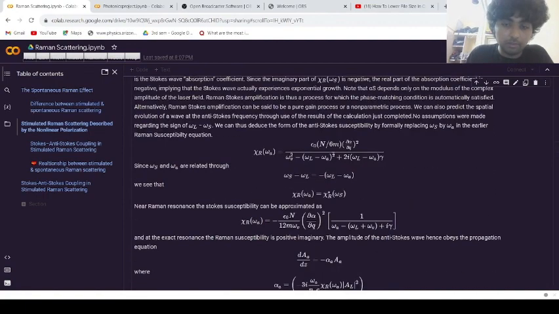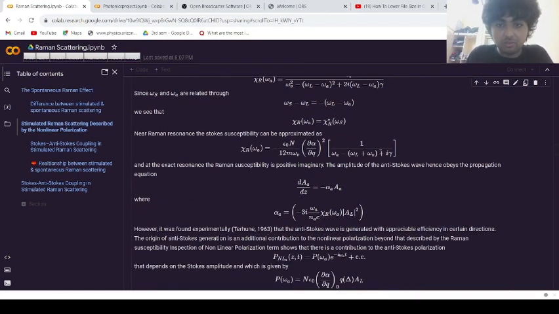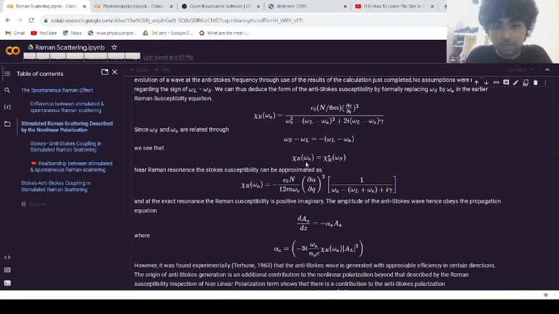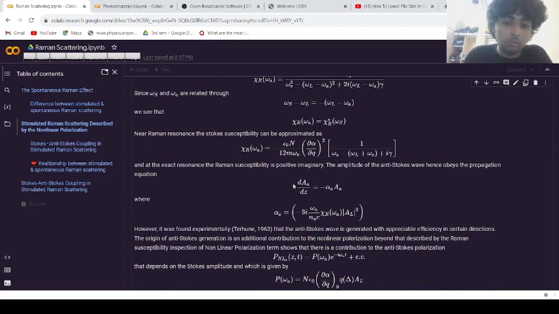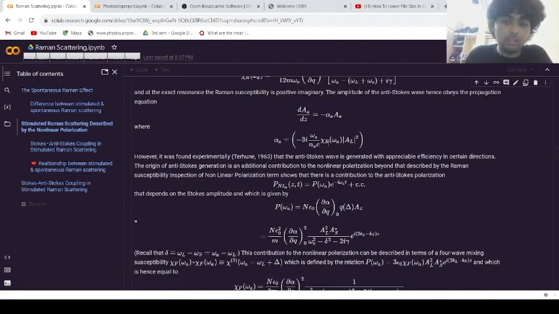Now, to find the Raman susceptibility for the anti-Stokes wave, just replace the Stokes frequency with the anti-Stokes frequency. We get this term right here, and we'll find that the Raman susceptibility for the anti-Stokes is equal to the complex conjugate of the Raman susceptibility for the Stokes. So similarly, near the resonance, we could approximate the Raman susceptibility for the anti-Stokes in this way, and follow the steps that we did earlier to get the space evolution of the amplitude of the anti-Stokes wave. There's a minus sign here, there's a minus sign here, and in the Raman susceptibility term of the anti-Stokes wave, the imaginary term is positive. So multiplying all those things, we'll find that the anti-Stokes wave is exponentially decreasing. It's getting annihilated.